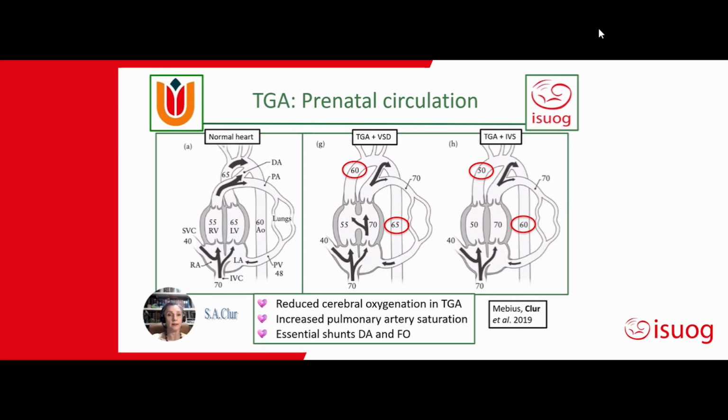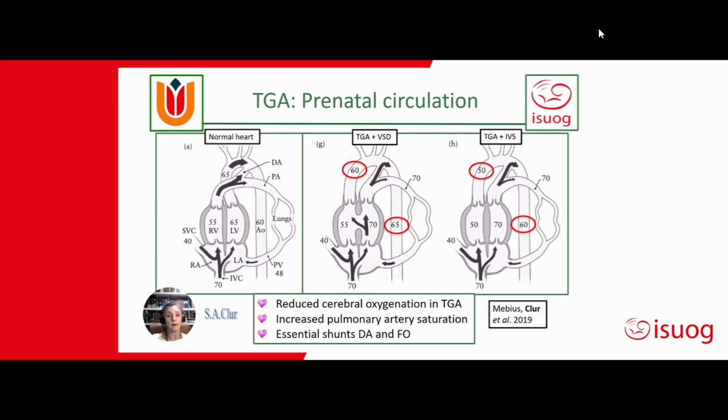It is important to understand the hemodynamics of transposition of the great artery in the fetus. If you look at the diagram on the left side, you will see the normal fetal heart and the saturations of oxygen in the different compartments. You will notice that in the ascending aorta, the oxygen saturation is 65%. However, in transposition of the great arteries, it is 60% when there is a ventricle septum defect, and it is 50% when the interventricular septum is intact.